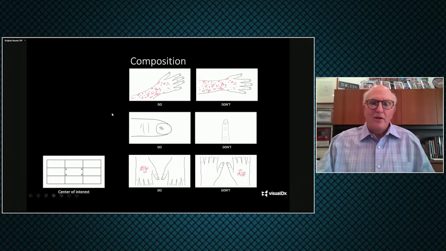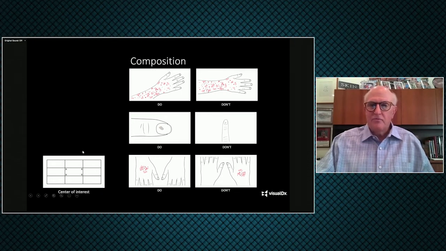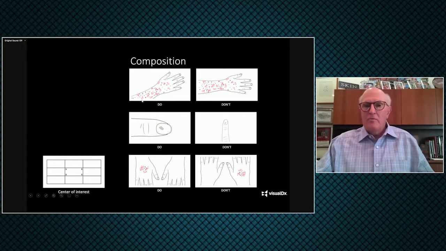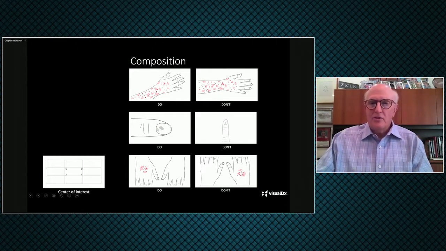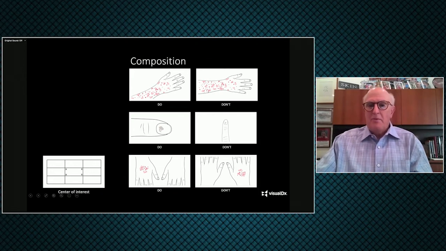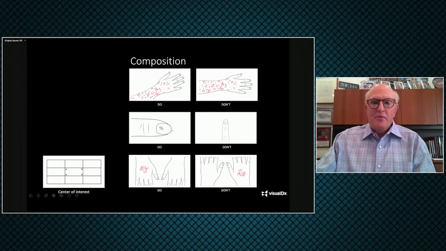So it's more interesting if you center the image on what you're trying to focus on. And with the composition, having an arm go across the screen versus straight across makes it a little more interesting. Having a nail, why take the picture like this, where it's further away? You don't really see where the pathology might be, and it doesn't fill the screen. It would be even better if you didn't have this dead space here.